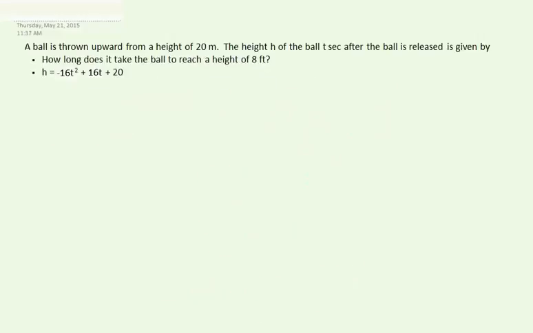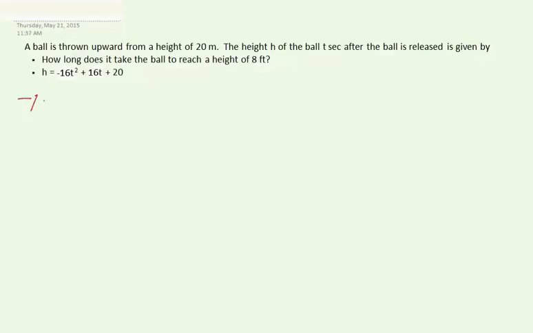So now let's look at an example where we can apply this to physics. So we have a problem that says a ball is thrown upward from a height of 20 meters. The height of the ball after the ball is released is given by the equation h equals -16x squared plus 16x plus 20. And they want us to know how long does it take the ball to reach a height of 8 feet. So we're trying to solve for time.